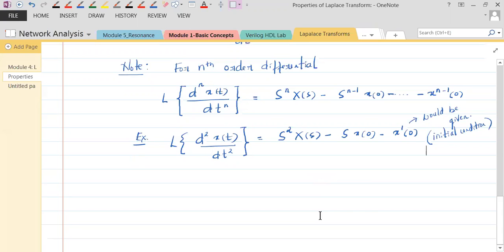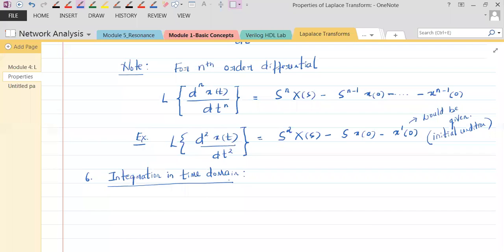Now let's go with the sixth property, that is integration in time domain. Everybody take down this. The sixth property is, we have seen differentiation in time domain. Now we shall see the integration in time domain. So if you differentiate in time domain, what would be the Laplace transform of that? If you integrate in time domain, what would be the Laplace transform of that? Is what we are going to look at.